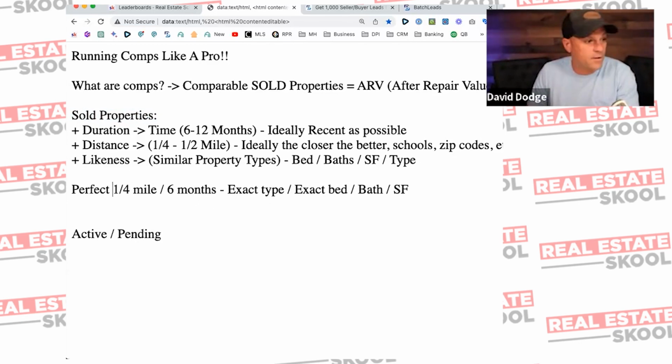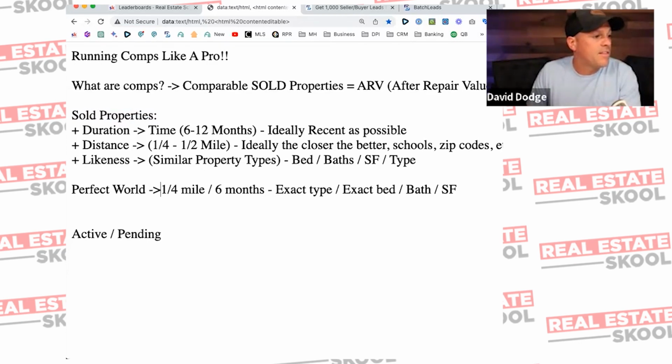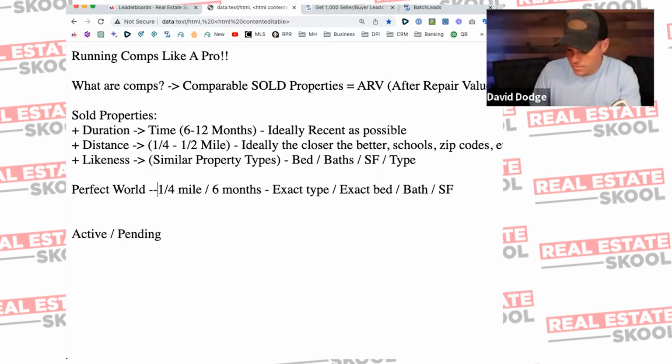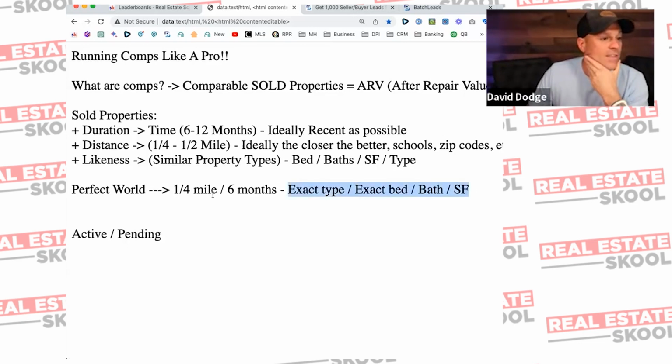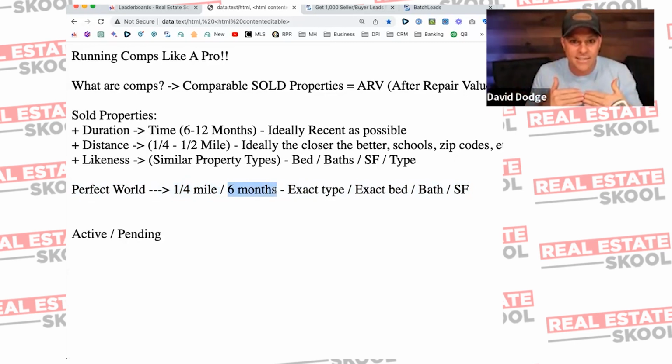So in a perfect world, or in a perfect comp, this is what we want right here. We want to make sure that these are small in terms of distance. We want to make sure the duration is recent. And we want to make sure that the likeness of the property is as like your subject property as possible. And again, we are only typically going to be looking at the sold comps.